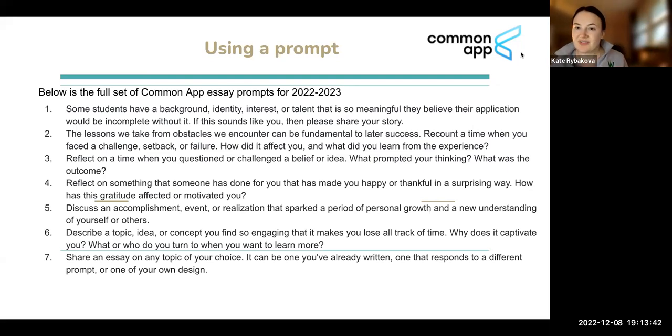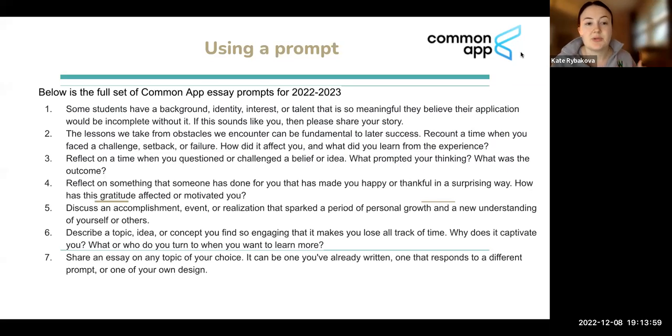So here you have 7 different ideas. And I know a lot of students that I work with, especially domestic students, so American students who apply, use Common App prompts. The first one is probably the most popular from what I'm seeing.